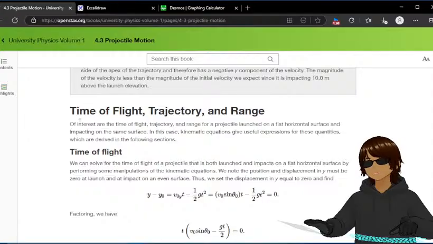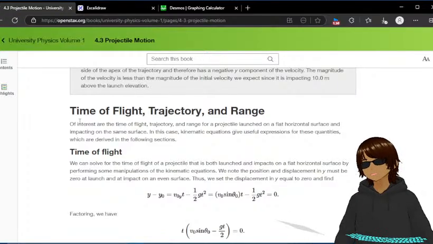Time of flight, trajectory, and range are of interest for a projectile launched on a flat horizontal surface and impacting on the same surface. In this case, kinematic equations give useful expressions of these quantities, which are derived in the following sections.